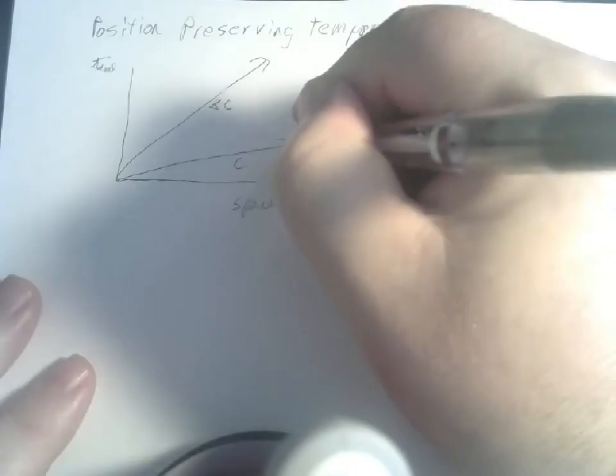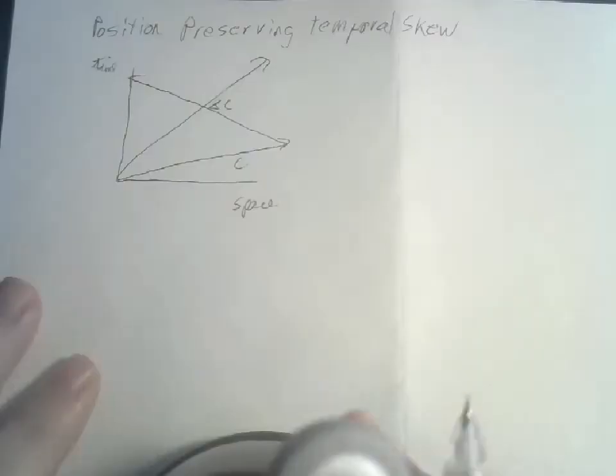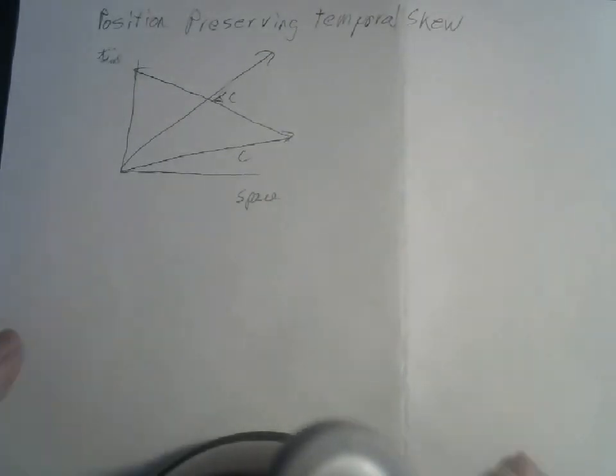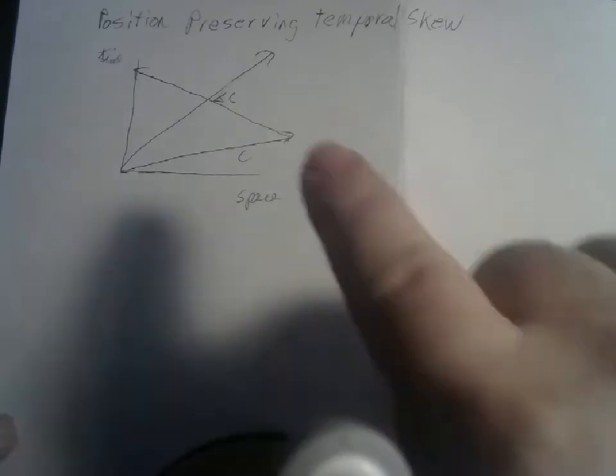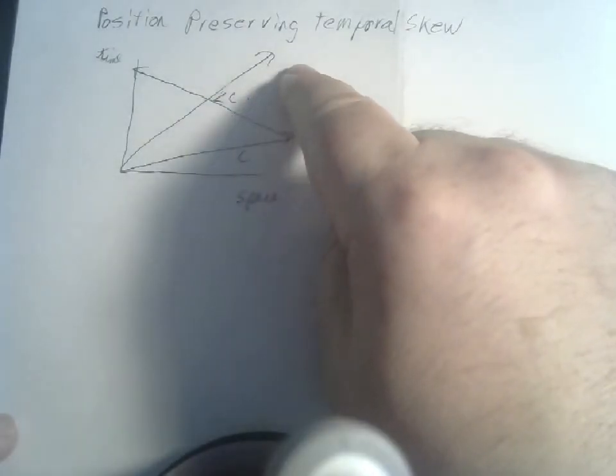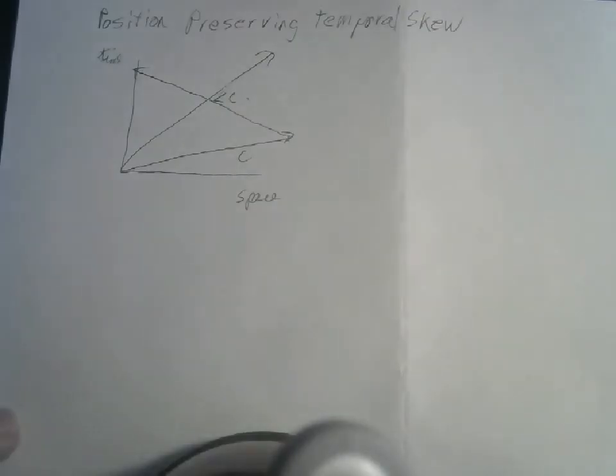Okay, and we want to know speed of light. If it comes back the other way, will it be the same? And I have kind of drawn that. I haven't drawn those two slopes the same, unfortunately, but here's what I'm going to do. I'm going to show what a position-preserving temporal skew kind of looks like on a space-time diagram.